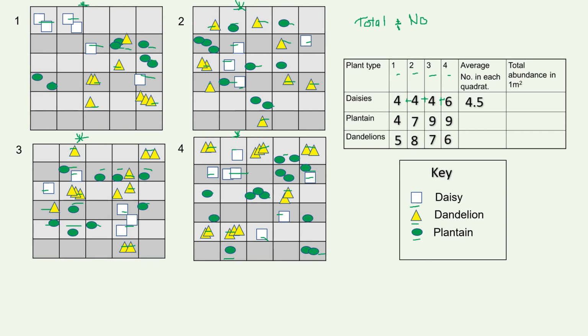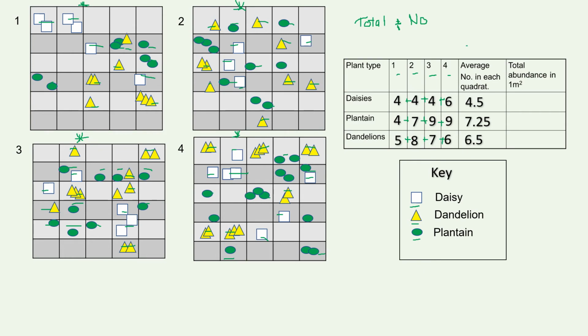And then we've got, for our average number of plantains, we've got to do 4 add 7, add 9, add 9, which would give us a total number of 29. So remember, click equals before you divide it by 4. So that should give us 7.25. Then lastly, our average number of dandelions. So you do 5, add 8, add 7, add 6, which will give us a total number of 26. So you remember to click the equals button, then divide it by 4, gives you 6.5.